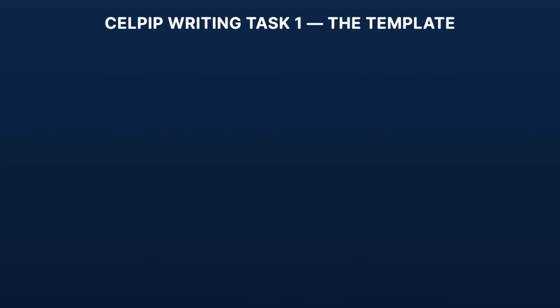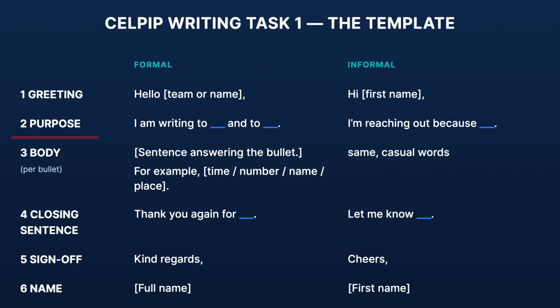Line 2, the most important one. In the formal emails, it starts with I am writing to blank and to blank. And for informal emails, you can write, I'm reaching out because blank. As you can see, there are 2 blanks in these lines, and I'll talk about these blanks, which are the most important parts of your writing, later in this video.